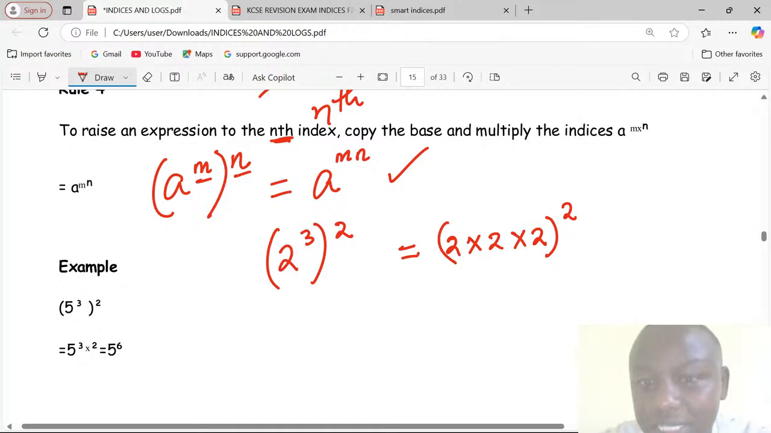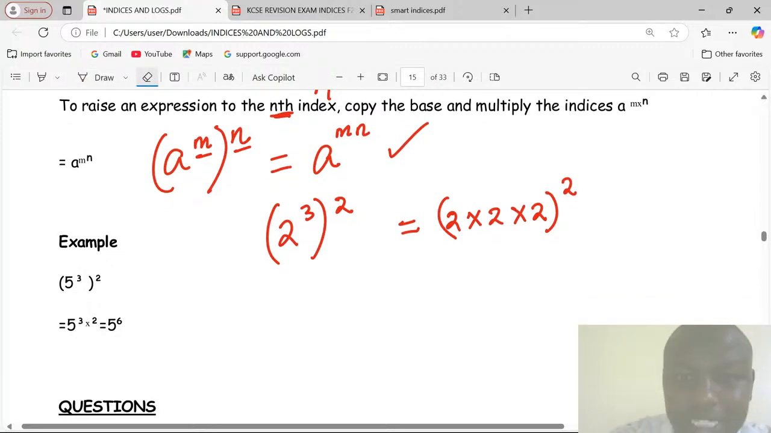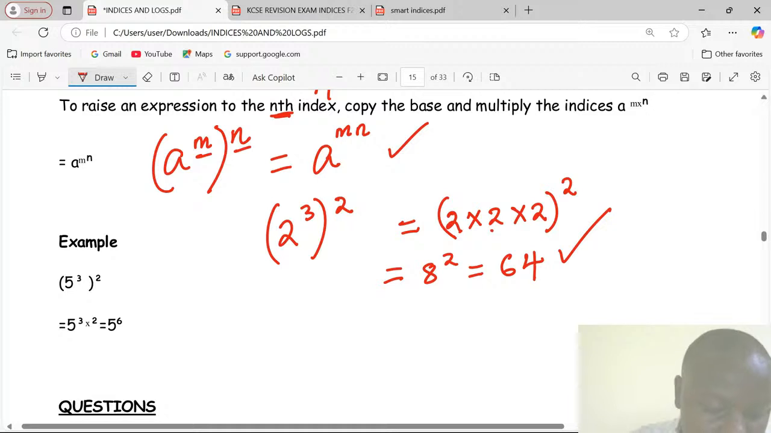Therefore, to square means I multiply whatever is in the brackets by itself. And to multiply by itself means, 2 times 2 is 4. Times 2, we get 8. So 8 squared, which is 64. That being the answer.